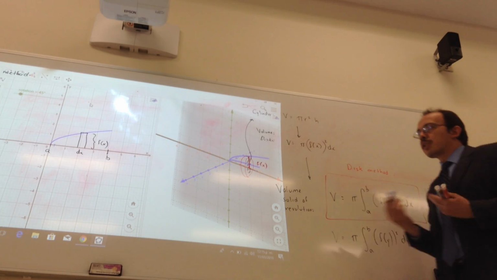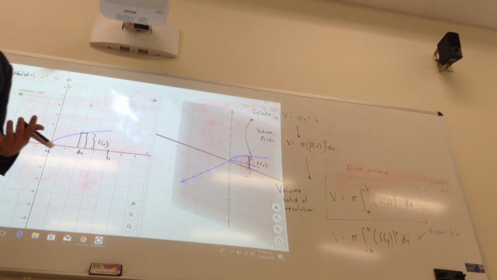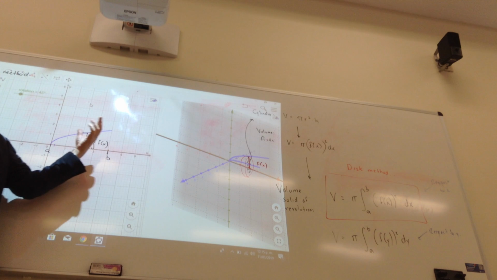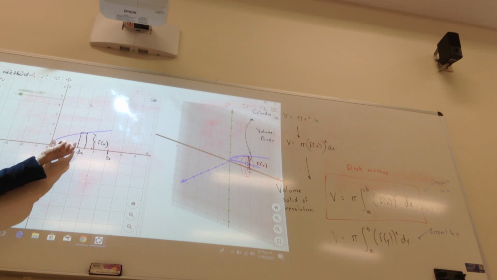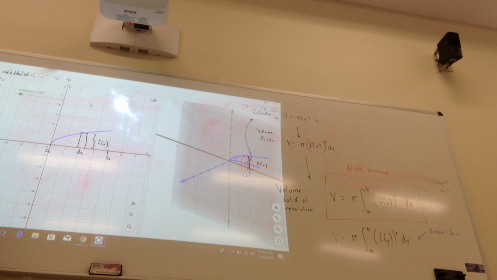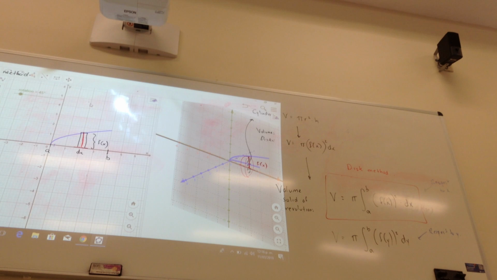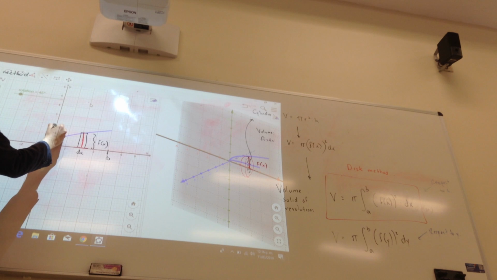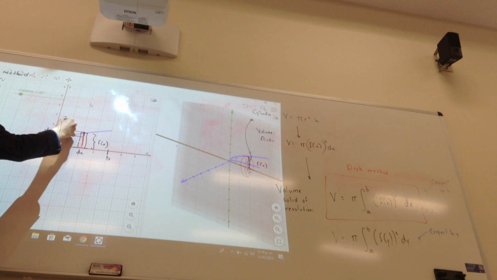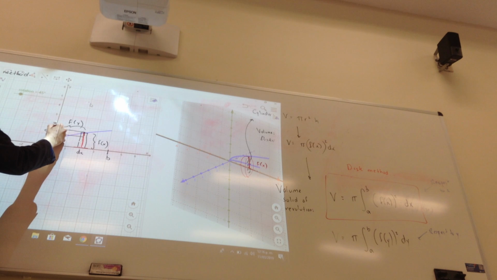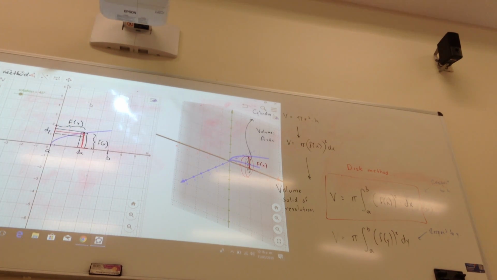How do I know it's going to be with respect to x and with respect to y? The problem tells you that, but also because the radius of each individual disk is perpendicular to the rotation axis. In this case, for example, this radius is perpendicular to the x-axis. If it was, for example, with respect to y, this rectangle would be something like this, where you have dy, you have f of y, and the radius, which is f of y, is perpendicular to the y-axis.